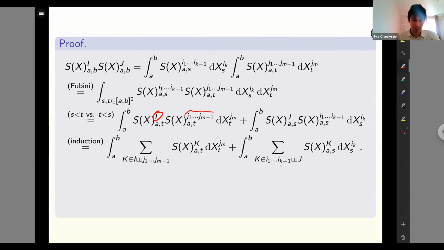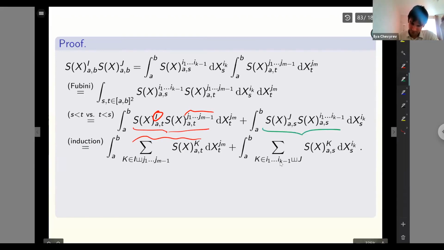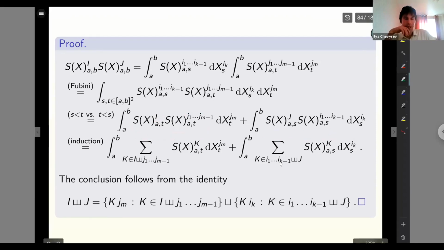So we can apply the inductive hypothesis to this product here and replace this product by this big sum over here. This is the inductive step. And we're going to do the same thing over here, so we're going to replace this guy by this sum. Okay, so this is where the recursive nature of the signature plays quite an important role. And then from here we can actually already conclude.